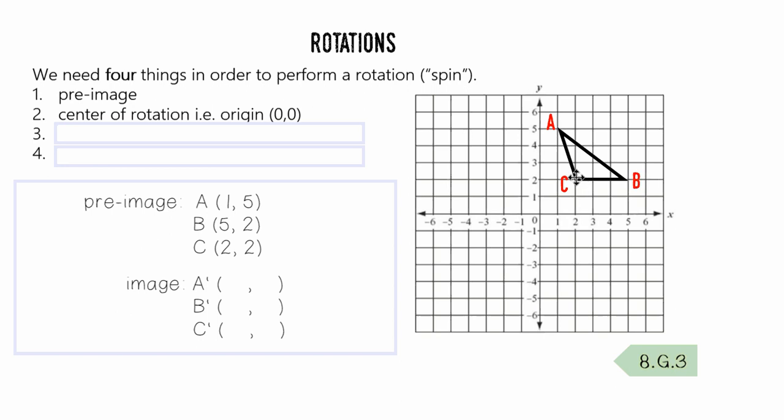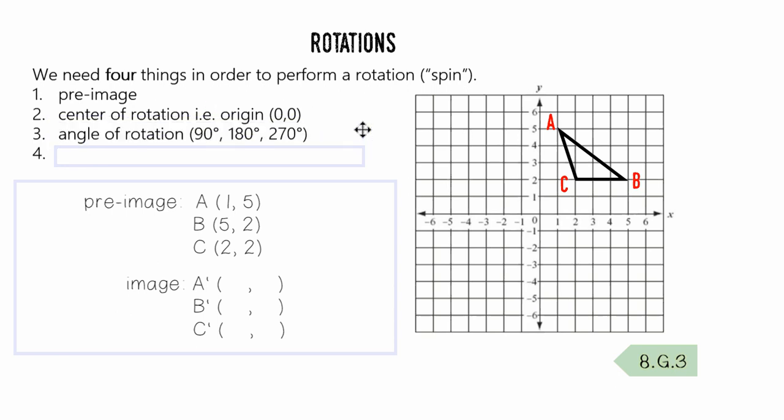It could be off of the shape, which is what we're going to be doing. We will be rotating around 0, 0, which is the origin. Or the center of rotation could be inside of the figure. So I could have a point right here in the center, or really a center of rotation can be anywhere.